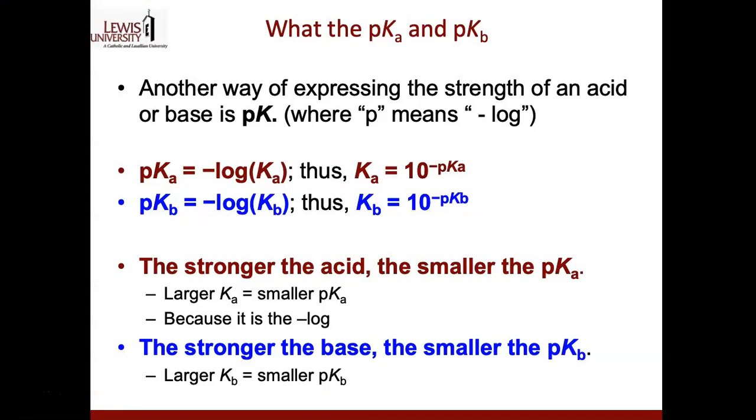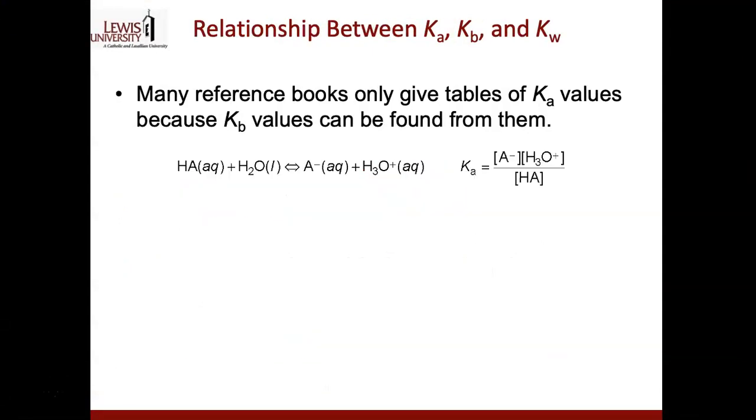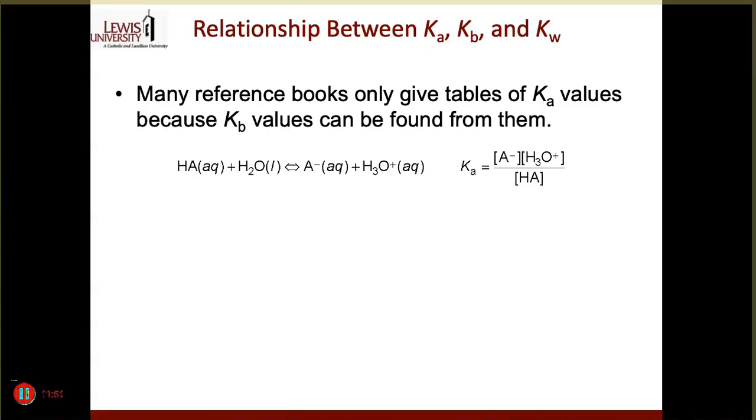Okay, so many reference books only give values for Ka. That's just kind of by design. In the convention of chemistry, we always give acid dissociation constants. So where do we get base dissociation constants? Well, it turns out that we can actually figure that out. So if we think about the reaction we have below, this is our acid, HA, and in this reaction, water acts as a base, and our acid is going to form a conjugate base, and the base is going to form a conjugate acid.